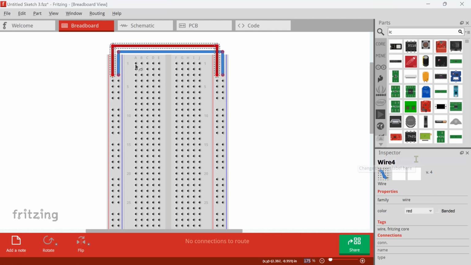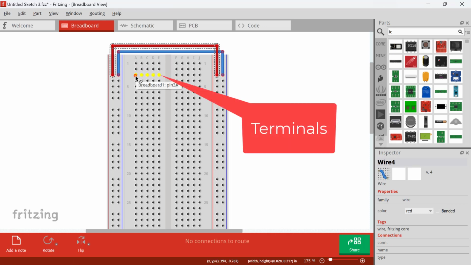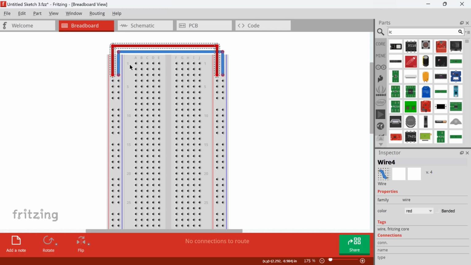Now, these horizontal rows of the breadboard are called terminals. You'll notice that there are also markings on the sides, such as letters, numbers, or symbols. The way these markings are laid out may vary from breadboard to breadboard, but the purpose is all the same. These markings help you locate the exact holes you need to connect the components to, like locating a cell in a spreadsheet. For example, B5 refers to this hole, column B, row 5.